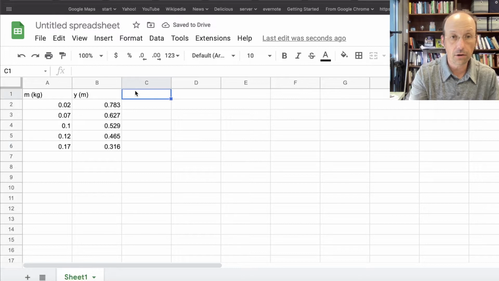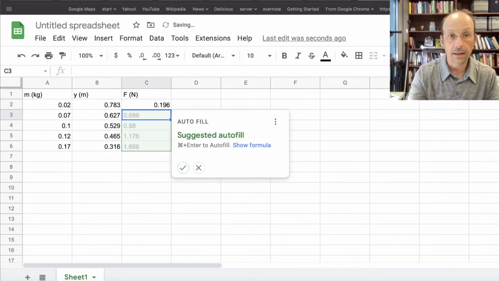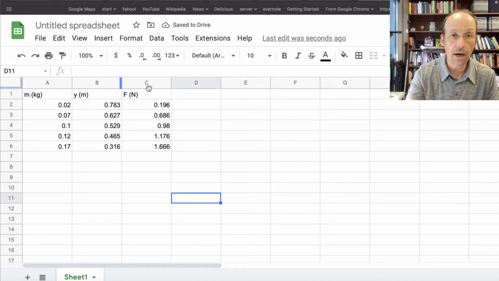So up here, I'm going to call this the force in newtons. And it's just going to be equal to this value times 9.8. And then Google's pretty smart. It's like, hey, do you want to fill this in? So there I go. Now I have y and F.